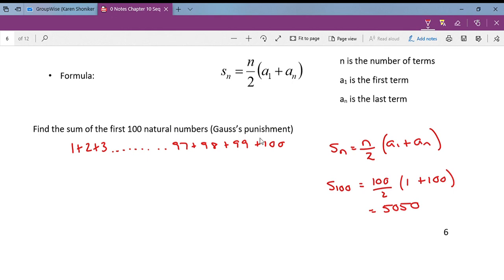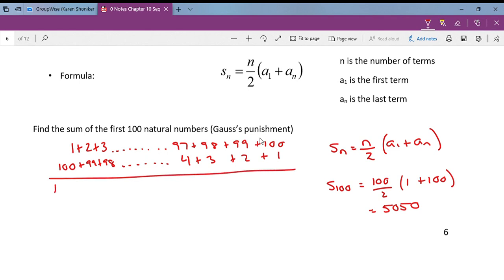And the way it works is like this. If you took this sequence and you wrote it backwards, so if I wrote 100 plus 99 plus 98, and then this would be 4 plus 3 plus 2 plus 1. So we just wrote the numbers in reverse. And it doesn't have to be a common difference of 1 for this to work. It's any common difference. If you take the first and the last term, so the 1 plus the 100, and you add them together, you get 101.